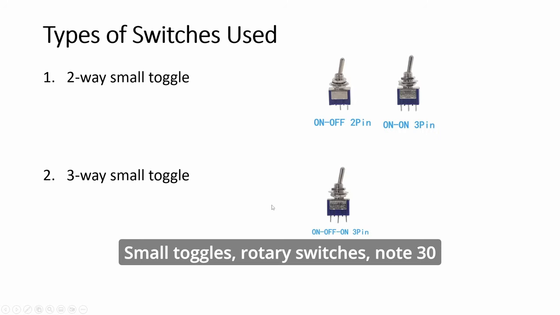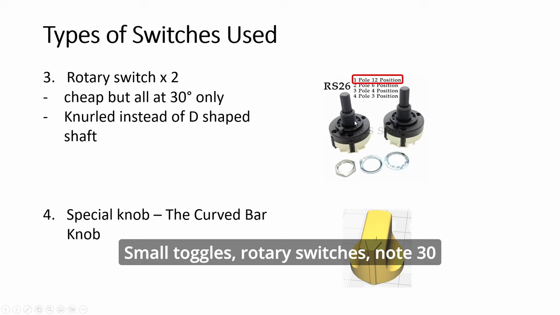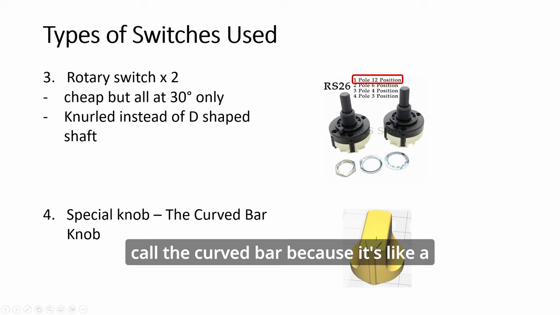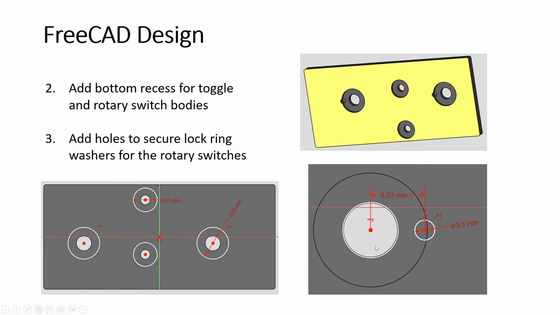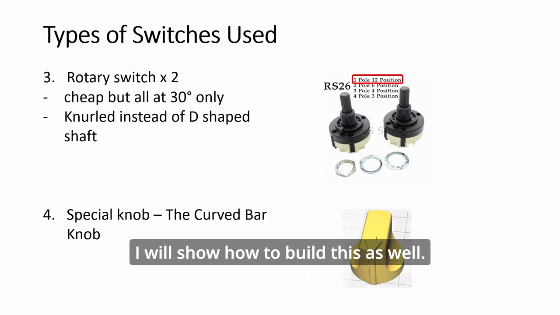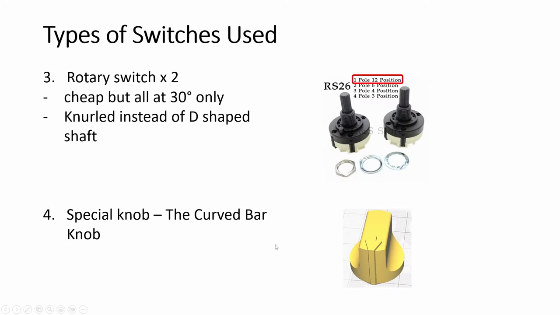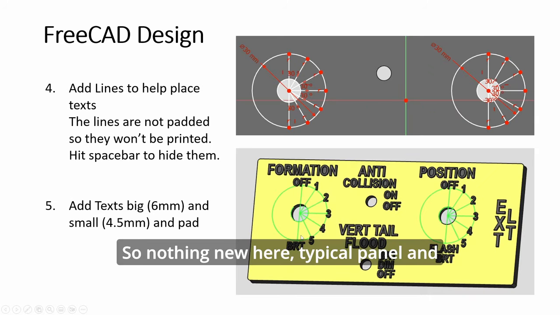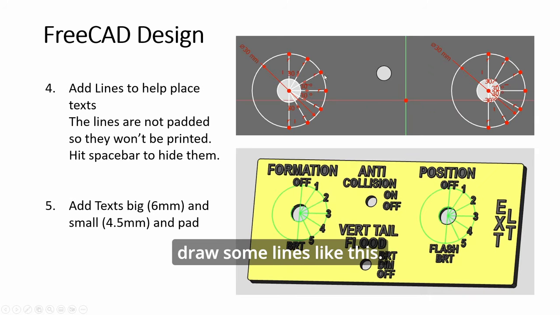Small toggles, rotary switches, note 30 degrees, and then we have this special knob which I call the curved bar, because it's like a bar and then you curve the side. I will show how to build this as well. So nothing new here, typical panel. And on this one, you want to draw some lines like this.